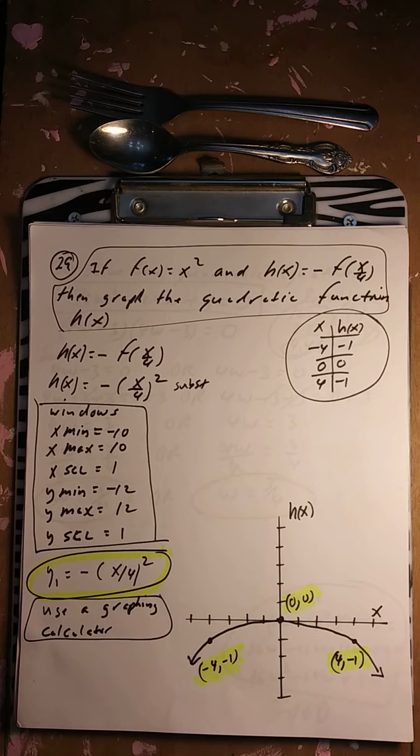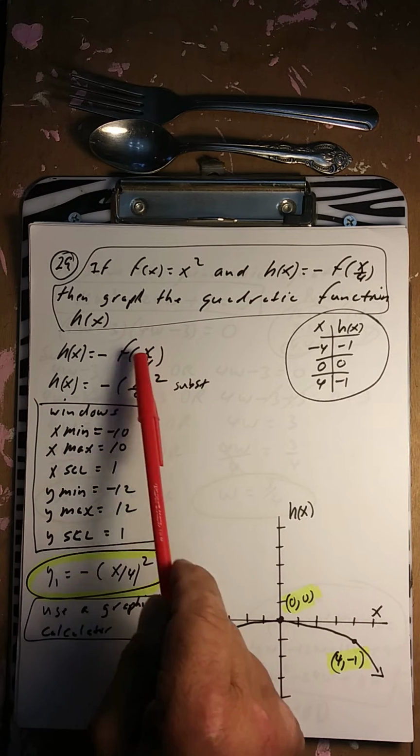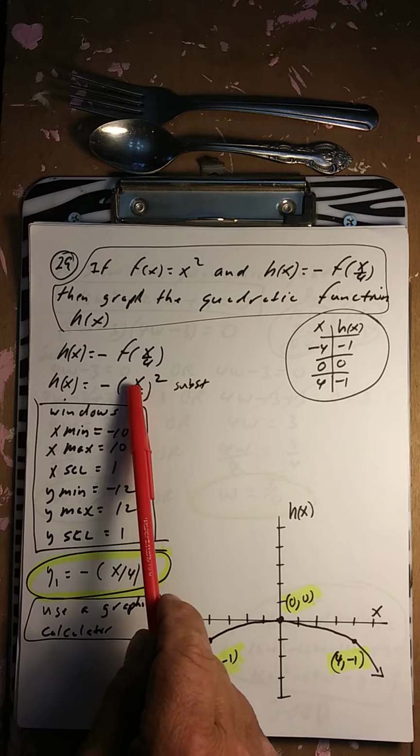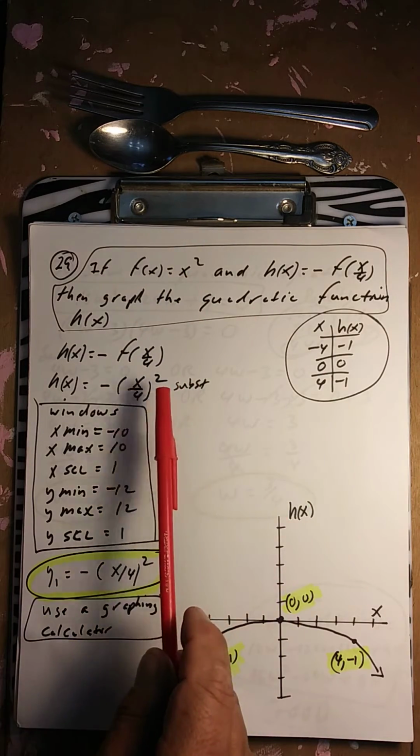If f of x equals x squared and h of x equals negative f of x over 4, graph h of x. So h of x is negative of this. Replace this with x over 4 squared in here. So now this is what we're going to do.